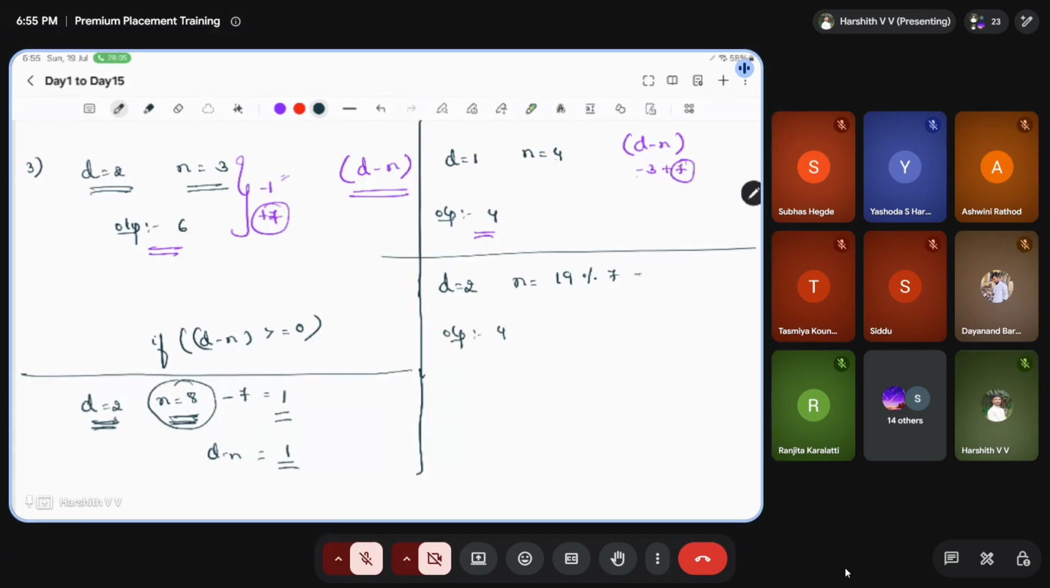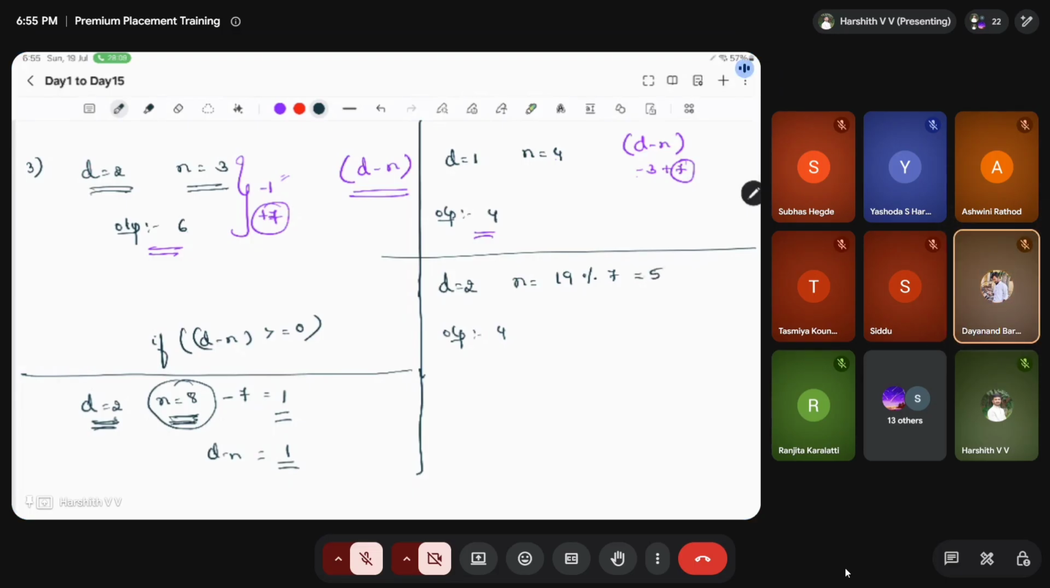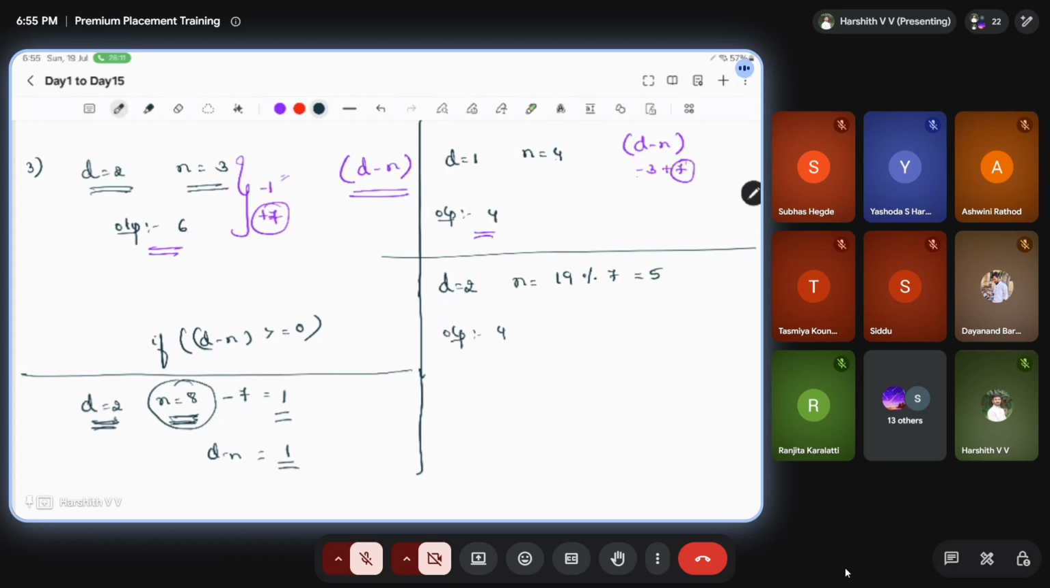So what is 19 modulus 7? 5, sir. So first you calculate n modulus 7, you will get 5. Now apply the formula d minus n. What is d minus n? 2 minus 5.